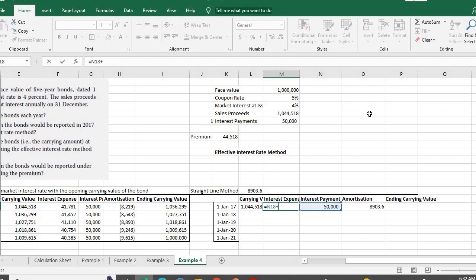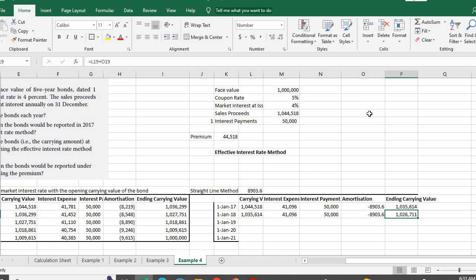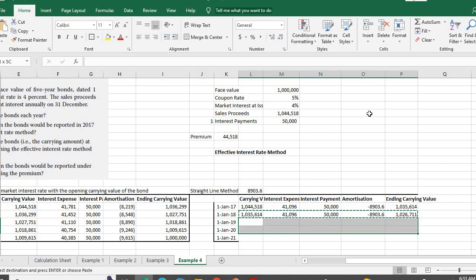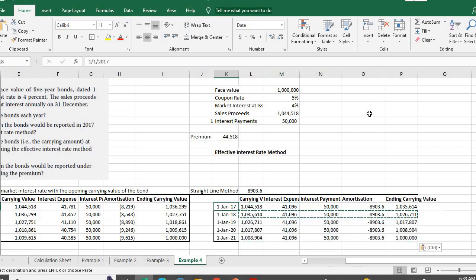Since this is a premium bond, amortization will bring our cost down. So ending carrying value will be reduced accordingly. The beginning carrying value will be the ending carrying value from the previous year. Interest expense will be the same each year.